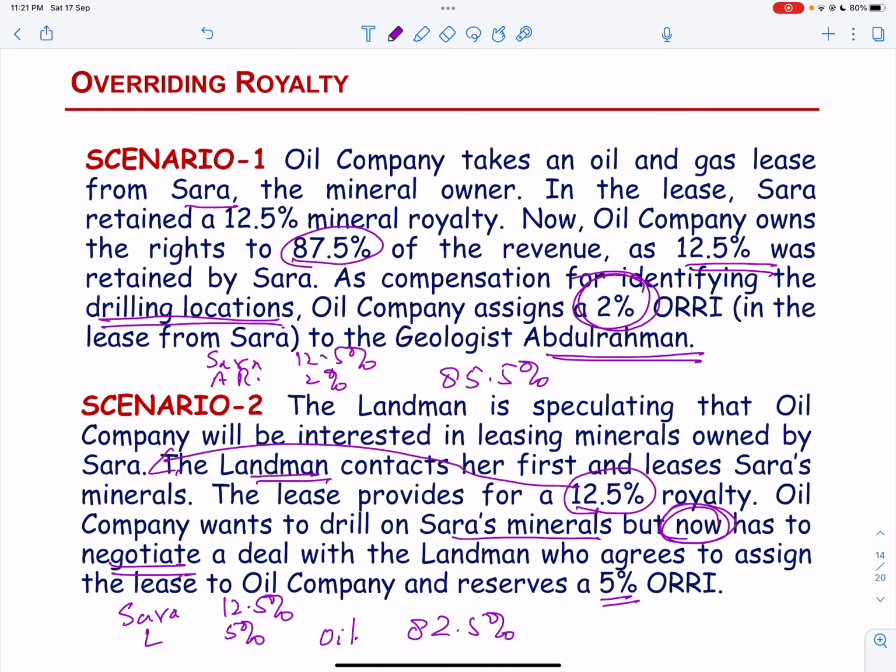So an overriding royalty interest is carved out of the working interest, from the oil company's share of production. It is not ownership in the minerals, but in the proceeds from the sale of oil and gas. It is free from the drilling and completion cost, and it is tied to the oil and gas lease. When the lease expires, so will the overriding royalty interest.